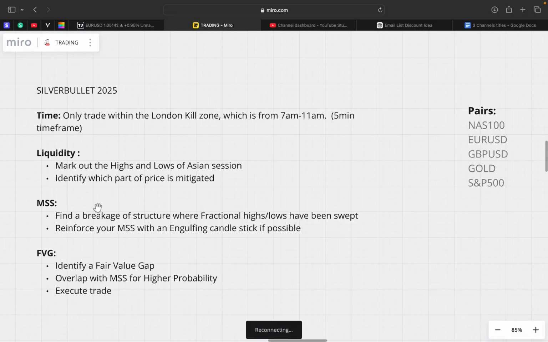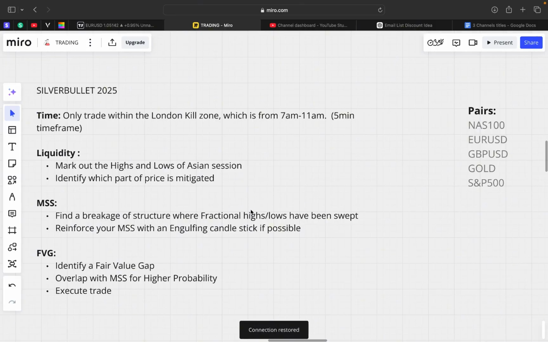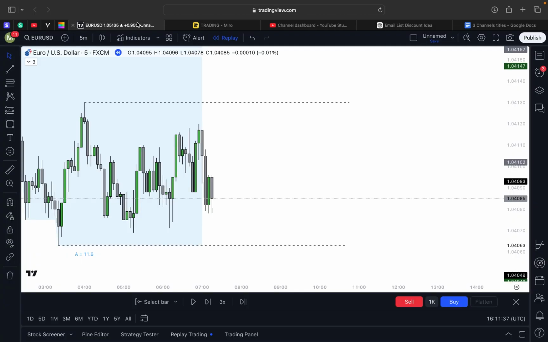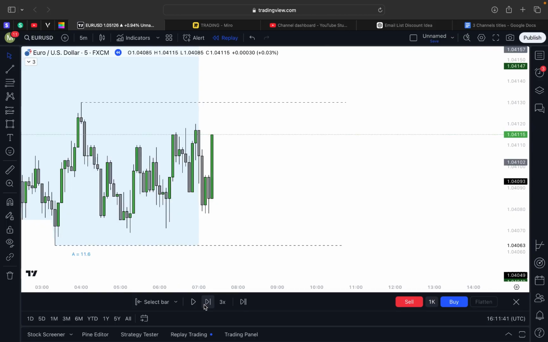What you need to do next is you need to find a break of structure where fractal highs or lows have been swept. Okay, and once you actually find this break of structure, all you need to do is find the fair value gap, and then you can enter off of that, and your price will hit take profit. So first of all, find out which side is getting mitigated.